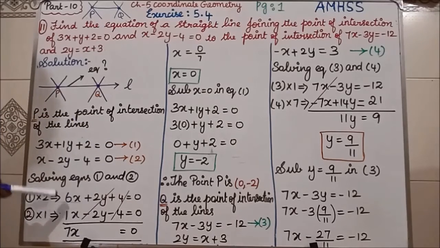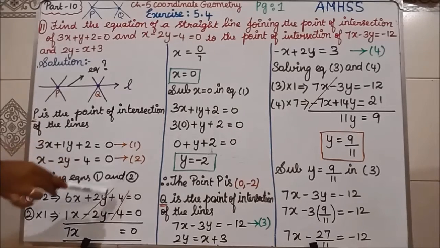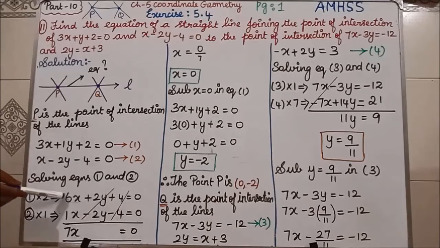Now if you see, 1 into x is x, 1 into 2y is 2y, 1 into 4 is 4. Now plus 2y and minus 2y will get cancelled. Plus 4 and minus 4 will get cancelled. So 6 plus 1 is 7x. 7x is equal to 0. So 7x is equal to 0 means x is equal to what? 0 divided by 7. 0 divided by 7 answer is what? x equal to 0. Clear? We have got the x value.